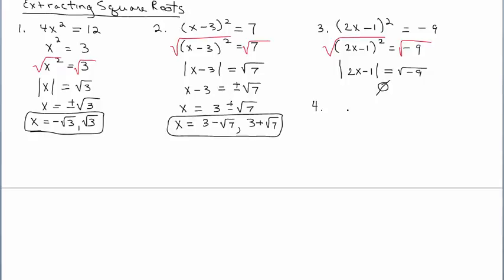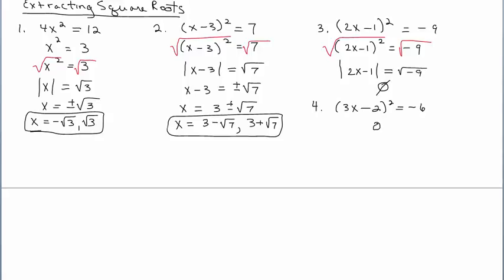Alright, let's try and do one more and see what happens. Alright, if we just looked at this equation, if we're going to attempt to solve it by extracting square roots, I'd bring in the square root on both sides of the equation right here and right now. But notice that's going to result in the square root of a negative number. Well, just like the previous example, example 3, there's not going to be any solution.